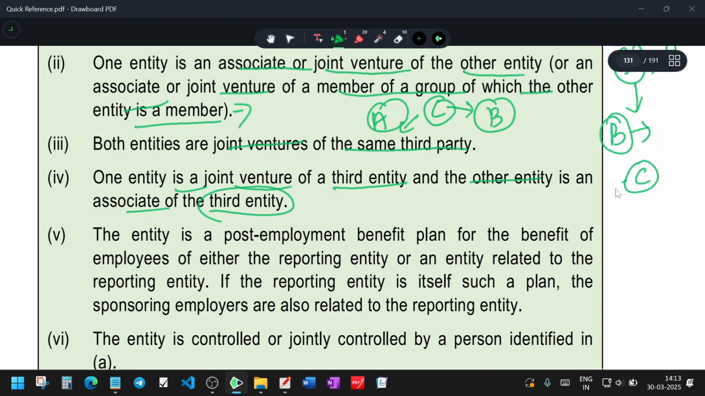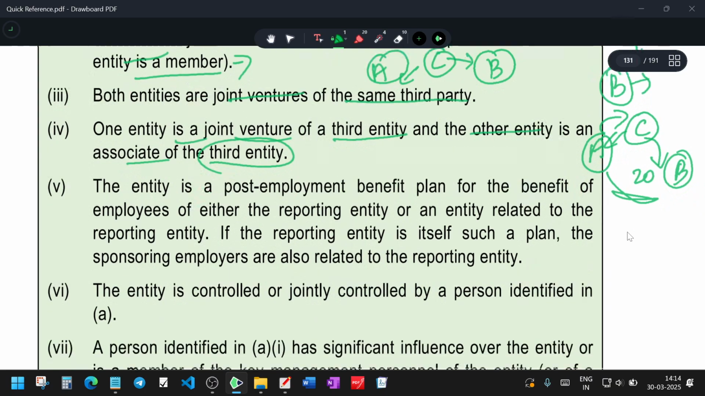Say C company is there, and the A company is a joint venture. They both are together, but C company holds 20% in B company. Now A and B are related entities because C is common there, right?